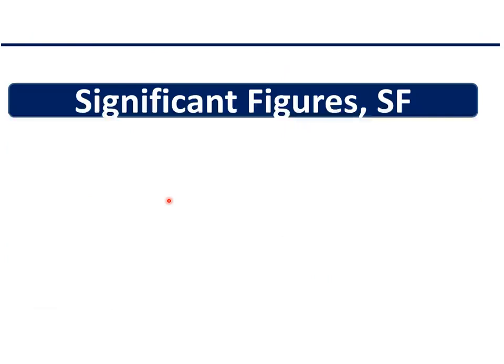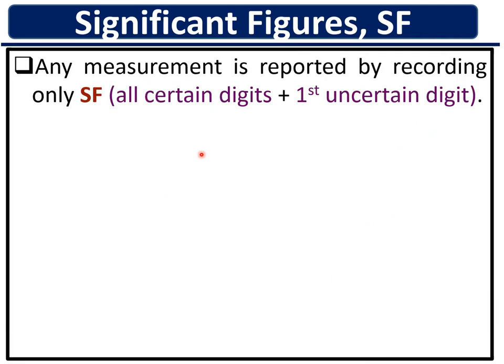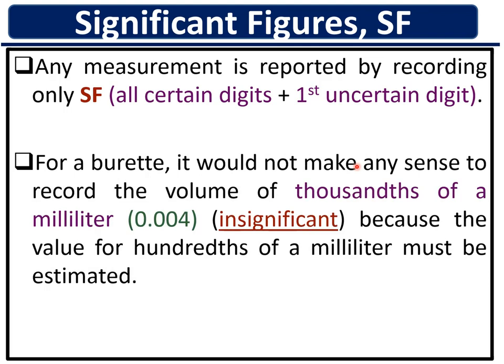Okay, so any measurement is reported by recording only the significant figures: all certain digits plus the first uncertain digit. For a burette, it would not make any sense to record the volume to thousandths of a milliliter like this, because this is insignificant. If you wrote this in the lab, it is incorrect, okay? Because the value of the hundredth, which is the second decimal place here, of a milliliter must be estimated. So it has no meaning to add more estimated digits to this reading.